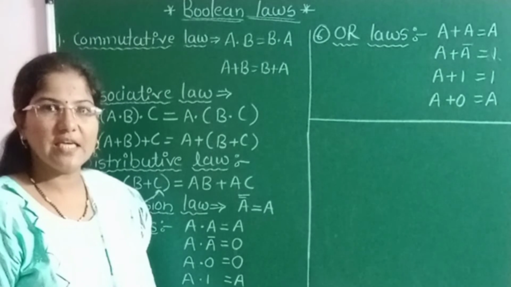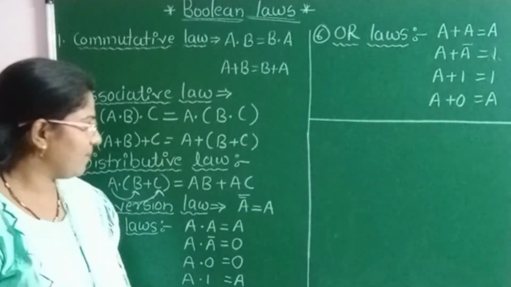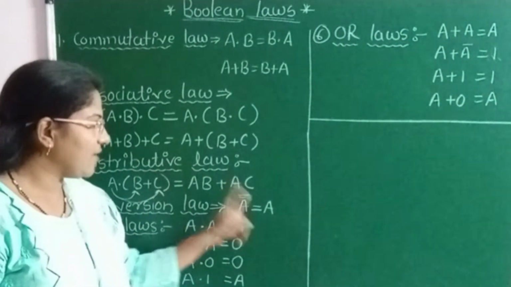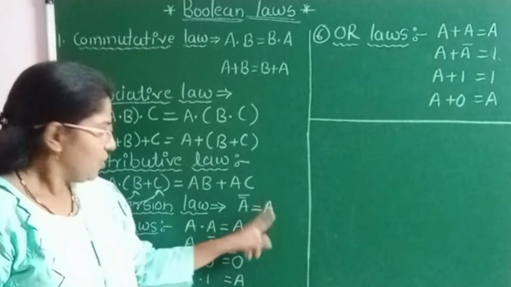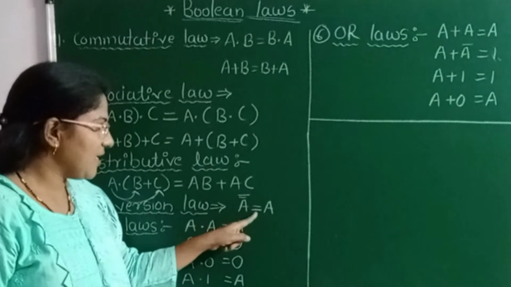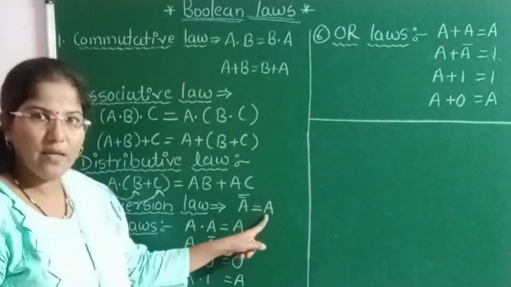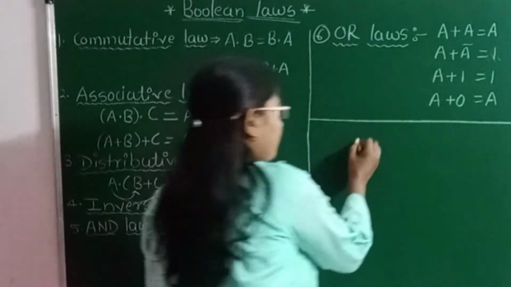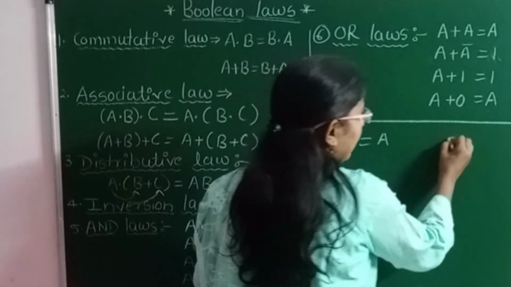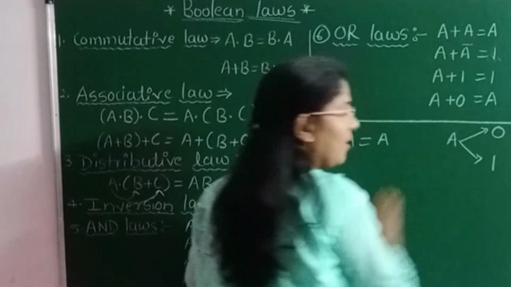The inversion law says when we take the double complement of any variable or any expression, the result will be the original value or original expression. So the inversion law is A double complement is equal to A. We will prove it with the help of the values of A. I will write here A double complement equal to A, and here I will write the possibilities of the values of A. A can be either 0 or 1.